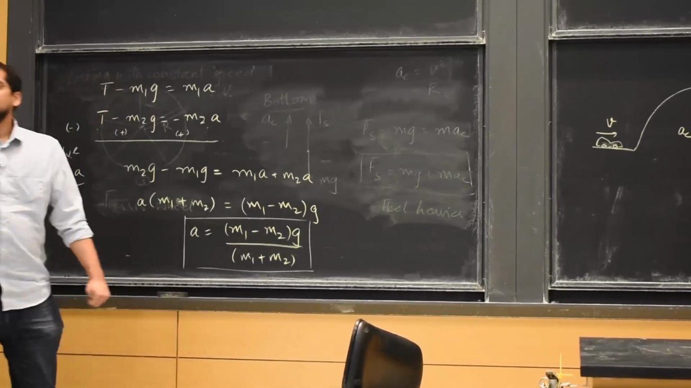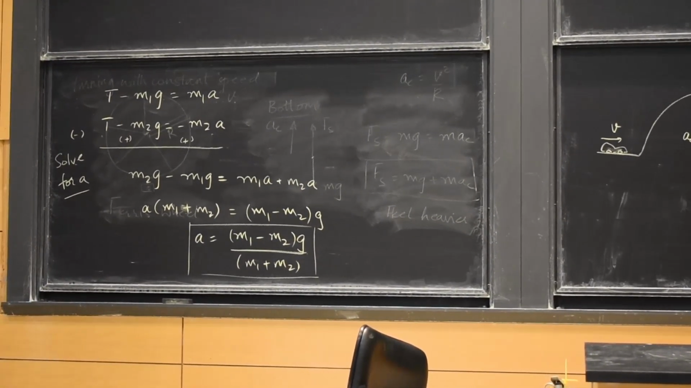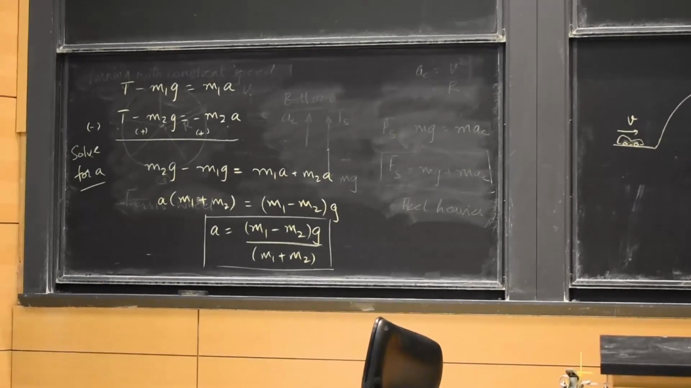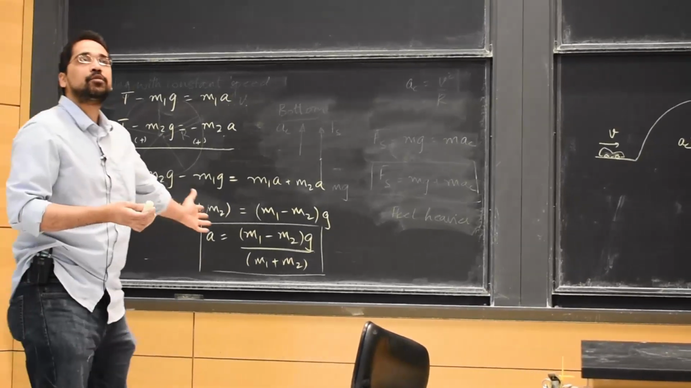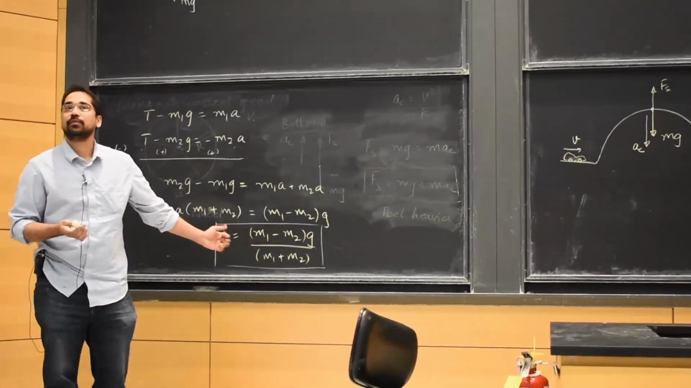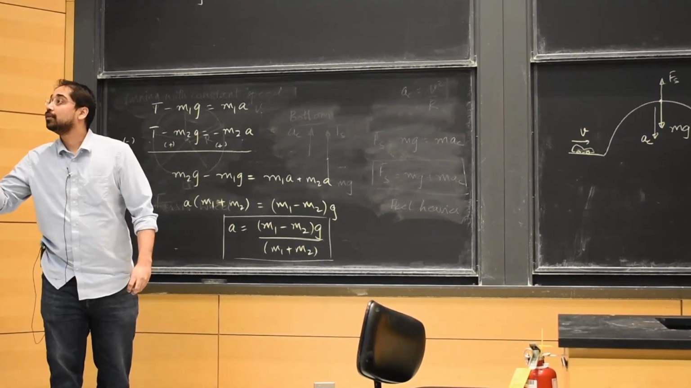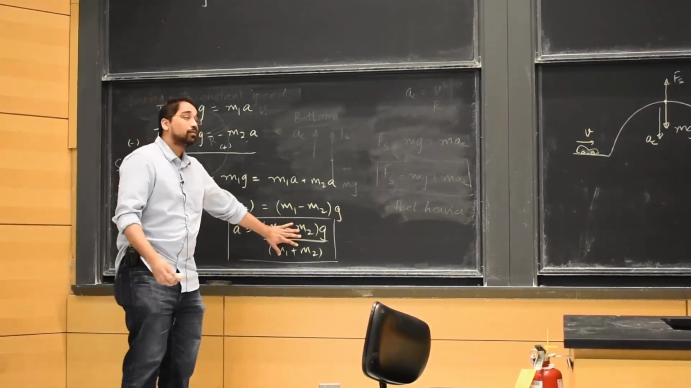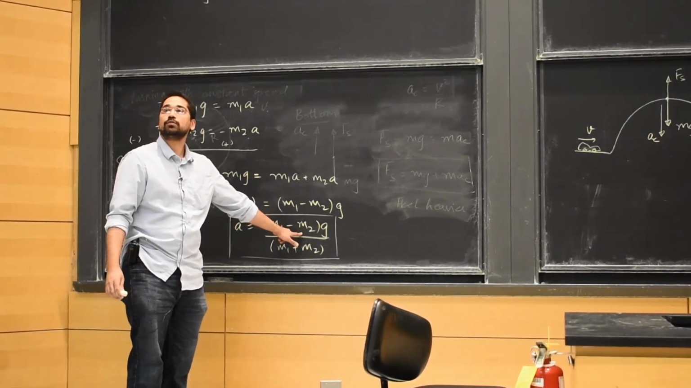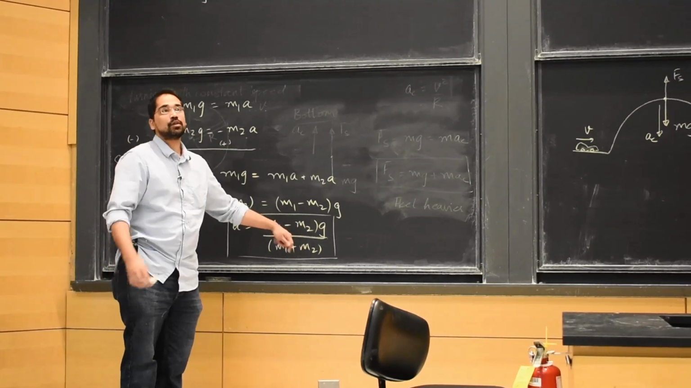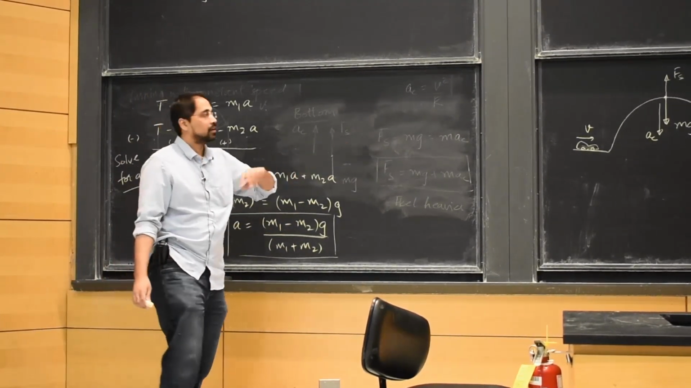Okay, so now we can think about that one special case where we said what happens if m1 is the same as m2. What happens to the acceleration? There is no acceleration, this is 0, right? If m1 and m2 are the same, the numerator becomes 0. Regardless of what m1 and m2 are, if they are the same, I don't have any acceleration.